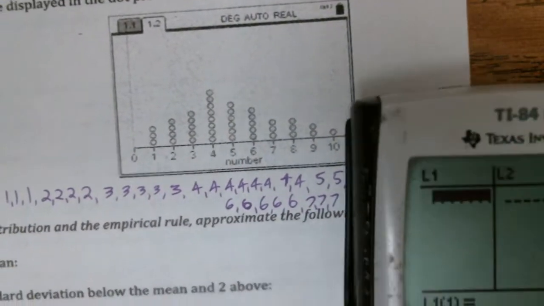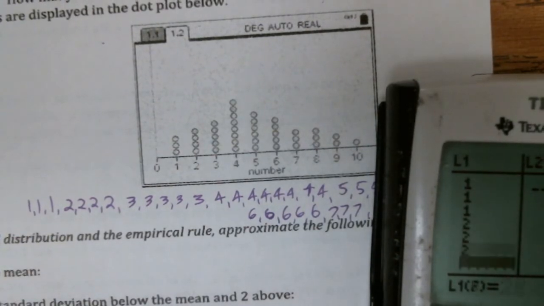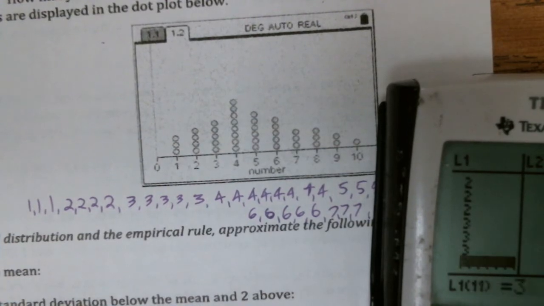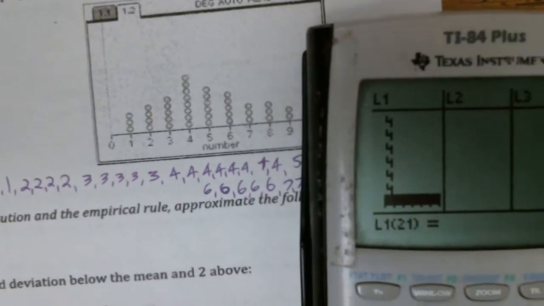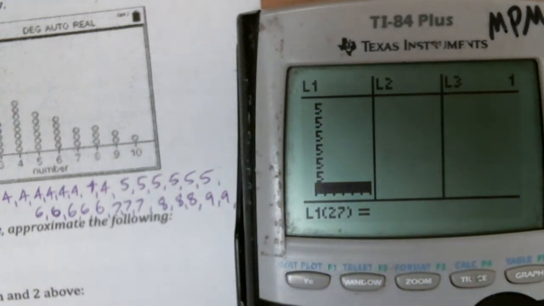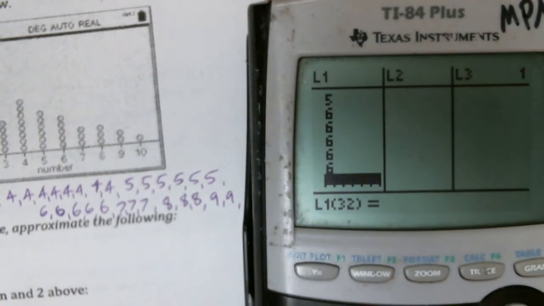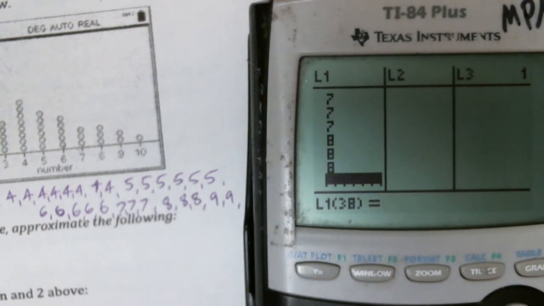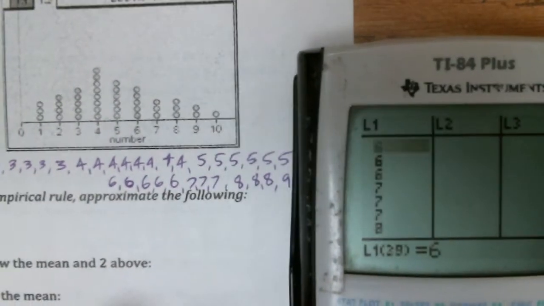All right, so I'll do this kind of fast here just for speed purposes. 1, 2, 3, 4. 1, 2, 3, 4, 5. 1, 2, 3, 4, 5, 6, 7, 8. And I got 5 6s. 3 7s. 3 8s. 2 9s and a 10. Okay, so that's a lot of stuff. So I'm going to go back and make sure that I typed all this in correctly.